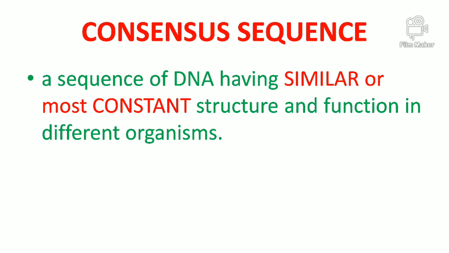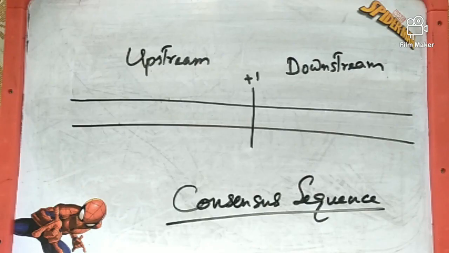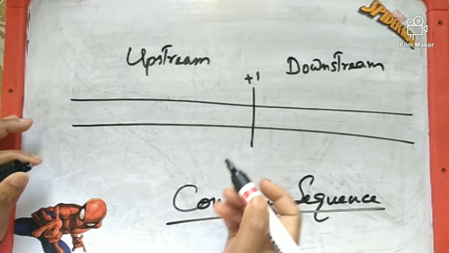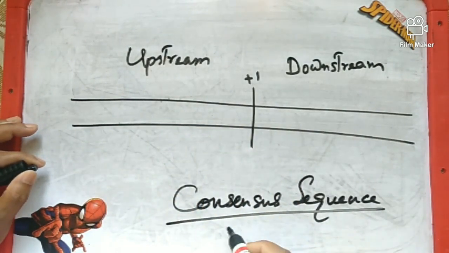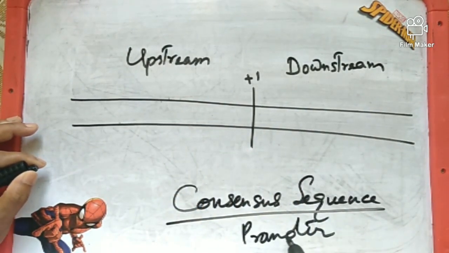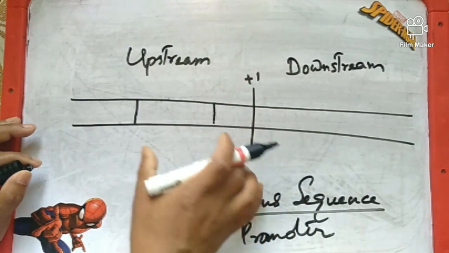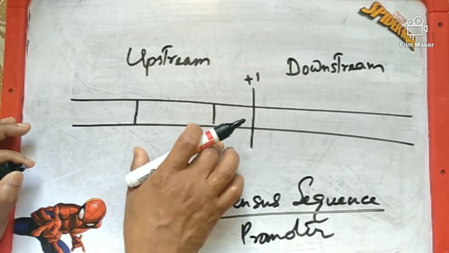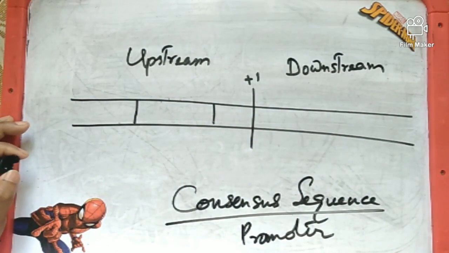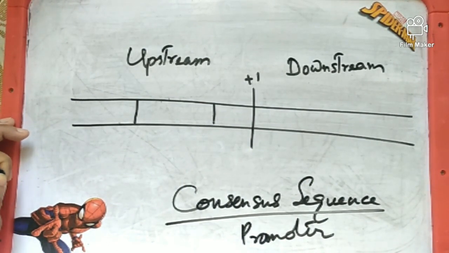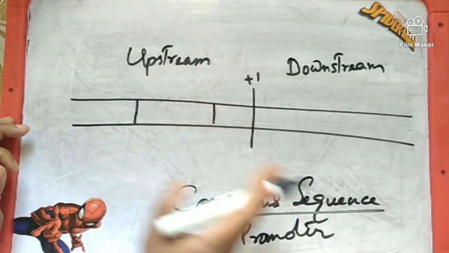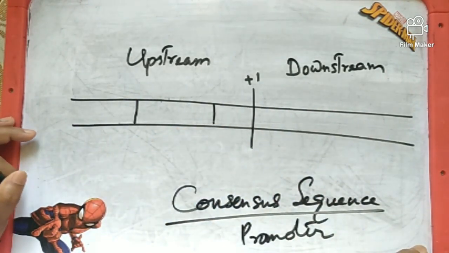While understanding the promoter, we have to understand one more concept, known as the consensus sequence. So what is a consensus sequence? The consensus sequence of a promoter is a sequence within the promoter which is constant in terms of its base sequence as well as its function. The function of the consensus sequence is to bind with the RNA polymerase enzyme.